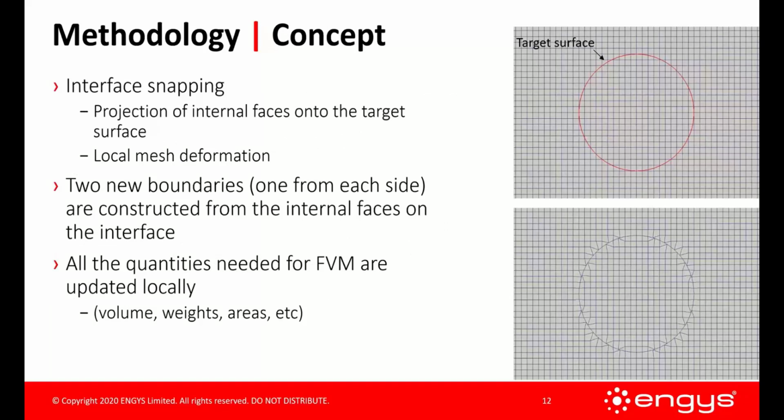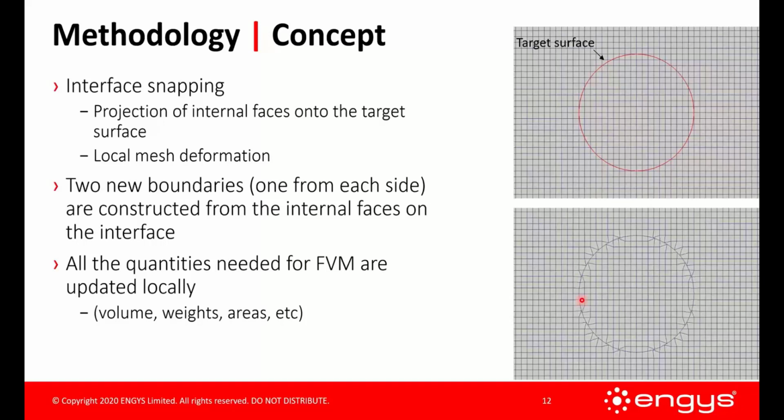So the concept behind GIB is this interface snapping, a projection of an internal face. On the right, we've got this internal face, which is this red line, and there's a projection of the internal faces onto a target surface, along with some local deformation. Here we see this snapping of the background mesh internal faces onto the target surface itself, so there's an actual incorporation into the mesh itself.